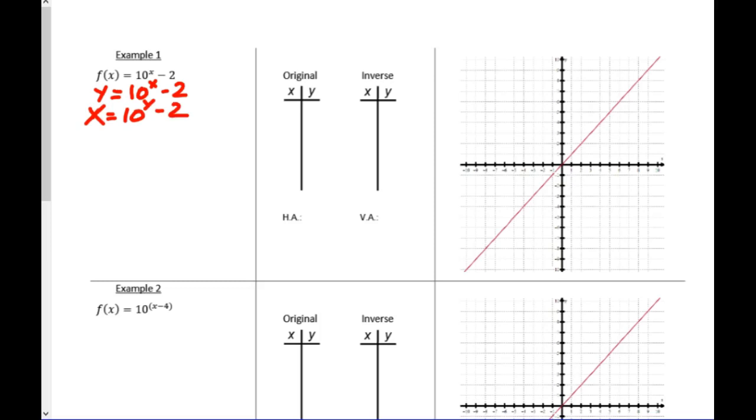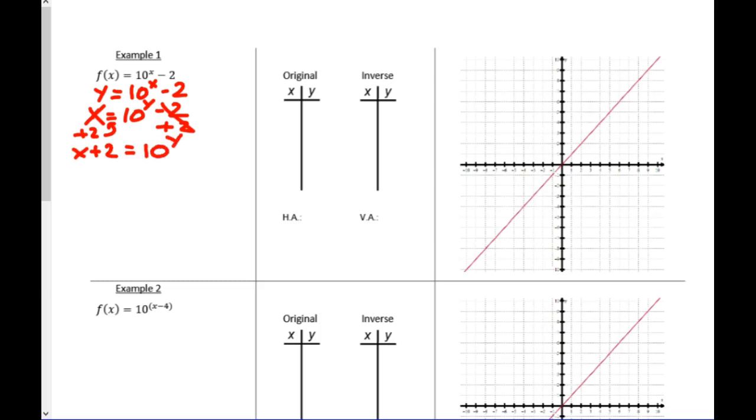What should I do with that minus 2? Get rid of the loner, do the opposite. So plus 2 here, plus 2 here. It goes after that x. So now I'm left with x plus 2 equals 10 to the power of y.